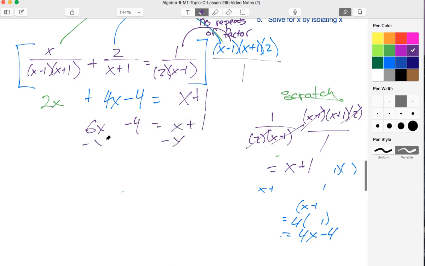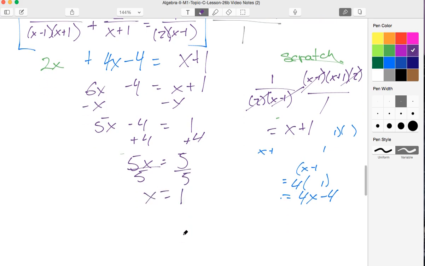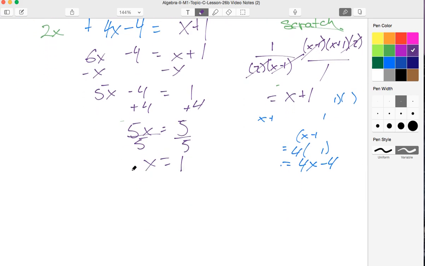And take the x on the other side, 5x equals 1 plus 4. 5x is equal to 5, okay. And I have x is equal to 1. That's my only answer. The only answer I got was x is equal to 1.